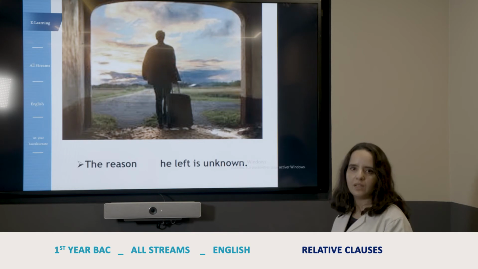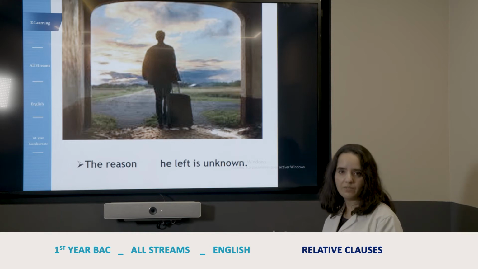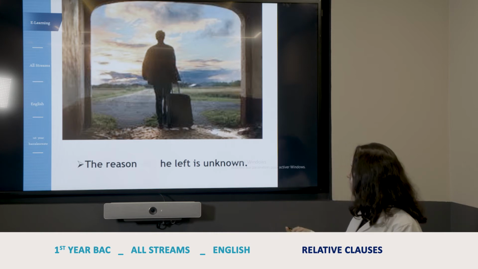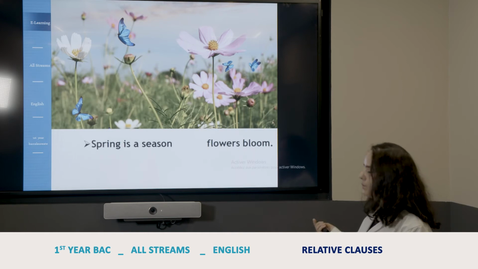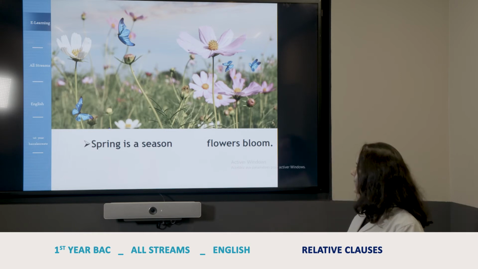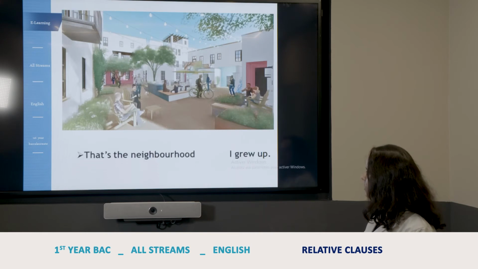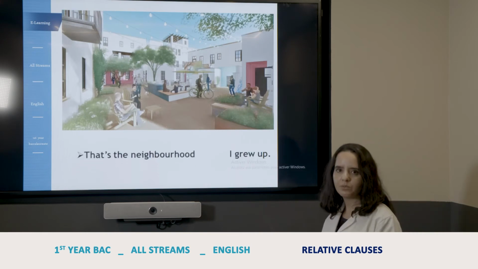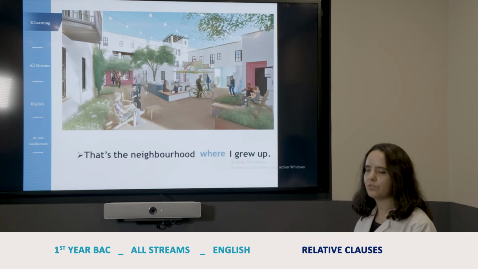So here we have a man leaving and carrying with him a luggage. The sentence is the reason he left is unknown. So whenever we talk about the reason, we use the relative adverb why. Spring is a season when flowers bloom. So season refers to time, so we're going to use when as a relative adverb. And here, that's the neighborhood where I grew up. So neighborhood is a place, so we're going to use where as a relative adverb.